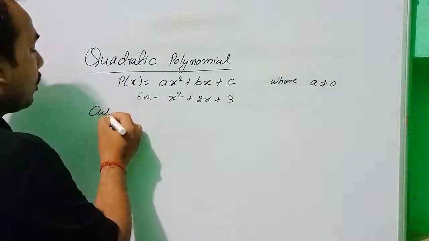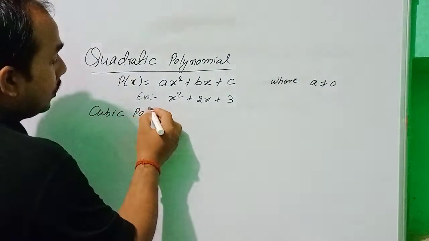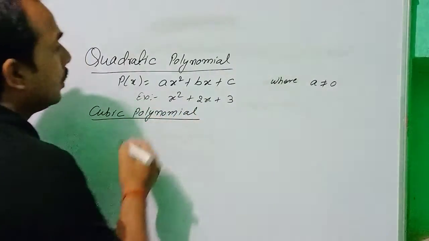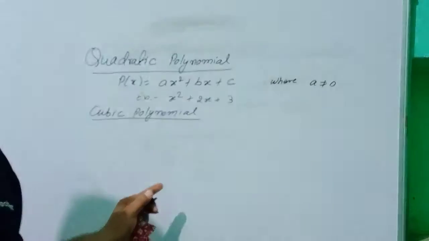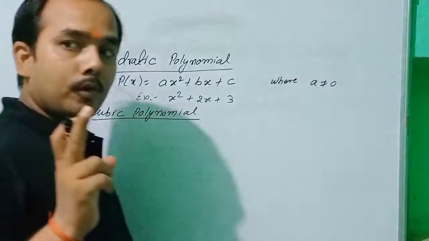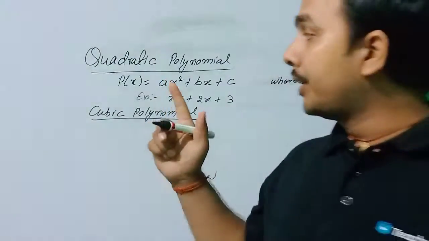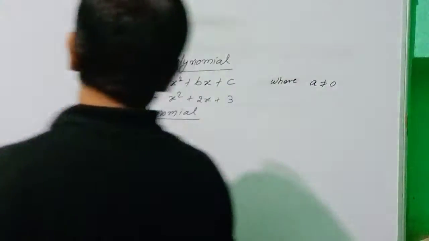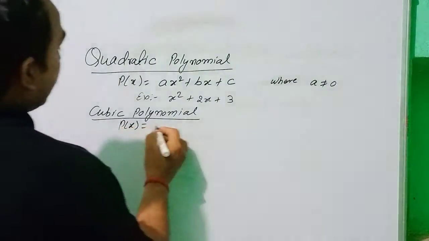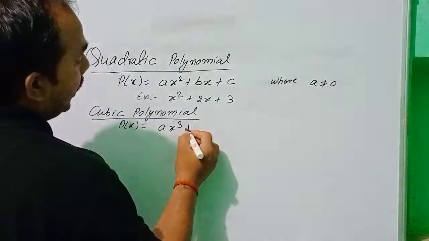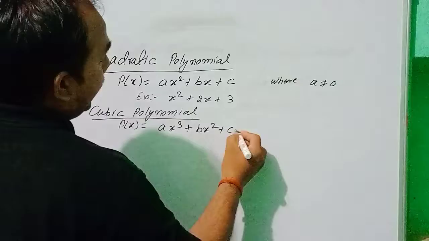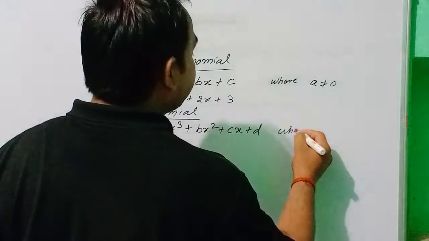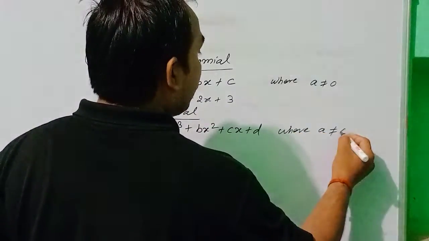Next we will discuss about cubic polynomial. So the degree of cubic polynomial is 3. Linear polynomial degree is 1, quadratic 2, and cubic is 3. Clear? So how to write? Px is equal to ax to power 3 plus bx square plus cx plus d. Okay? Where a is not equal to 0.